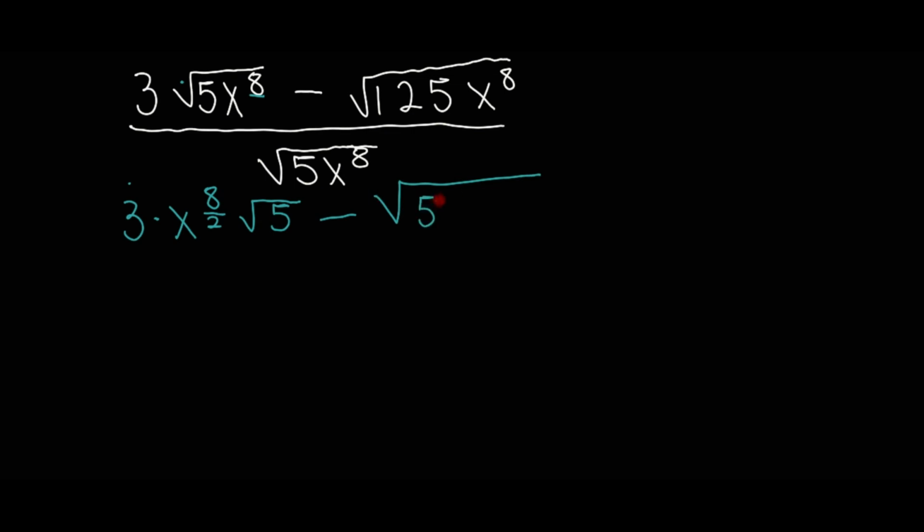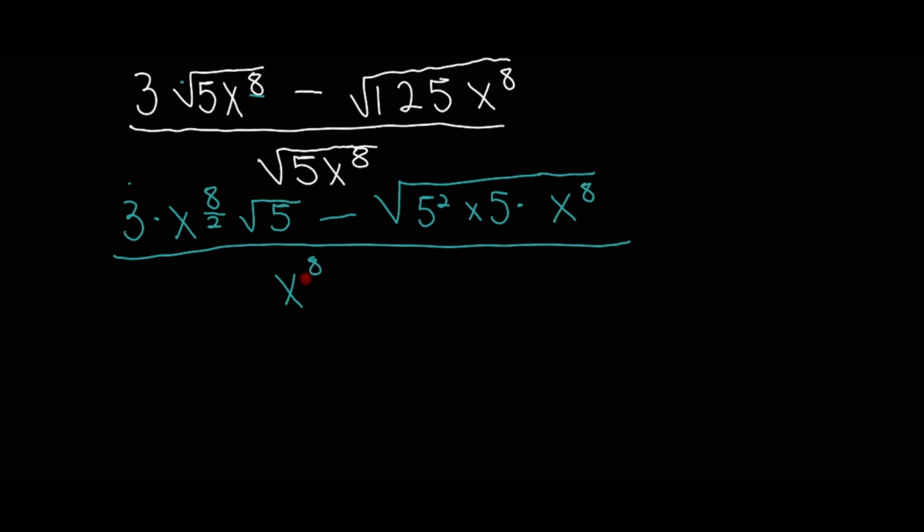So I will have 5 squared times 5 times x to the power 8, and then divide by, I can see that this 5 I cannot simplify, so we simplify this part only, so we will have x to the power 8 divided by 2, and then that one of 5 I write the way it is, and then from there I have 3x to the power 4, because 8 divided by 2 is 4.